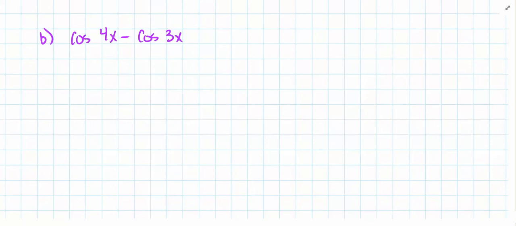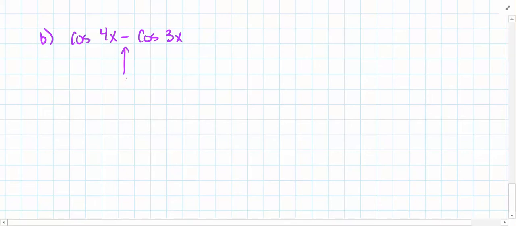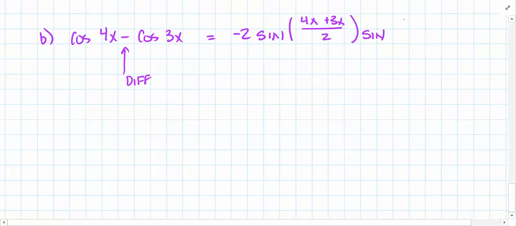All right, cosine 4x minus cosine 3x. Let's see here. I have a difference. I'm going to express it as a product. So right here, I got my difference. This is going to be negative 2 sine of 4x plus 3x, all divided by 2, times the sine of 4x minus 3x, all divided by 2. And again, that just comes straight out of the difference to product formula, right?